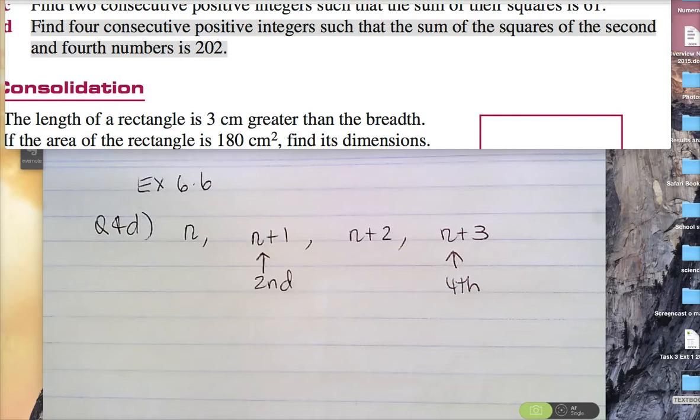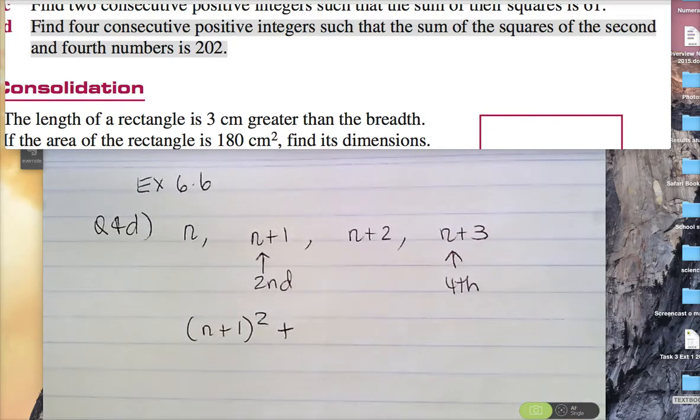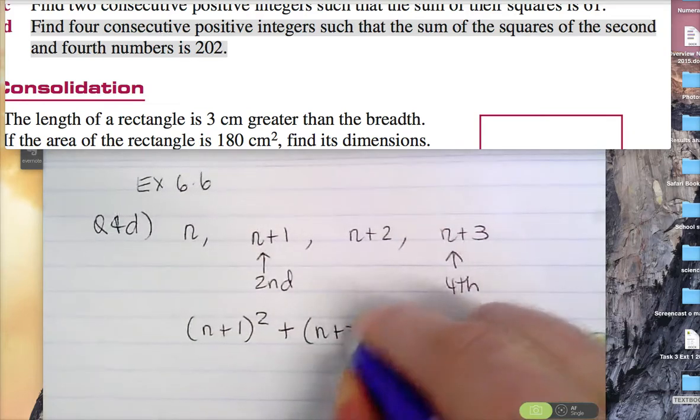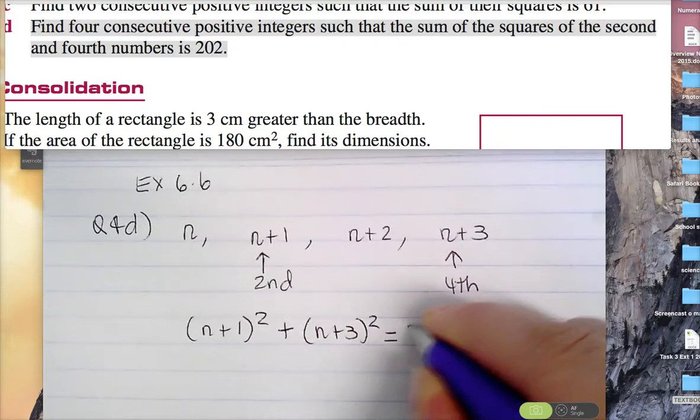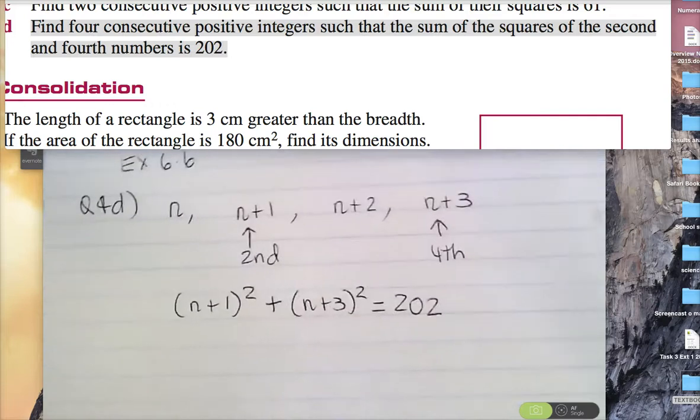What's the second number? N plus 1. What do I do to it? N plus 1 squared. So I go n plus 1 squared plus n plus 3 squared equals 202. Okay, girls? So you will expand that. Collect like terms. I actually don't think you end up with a quadratic, you just end up with a linear equation. So they're perfect squares and you need to expand them both.